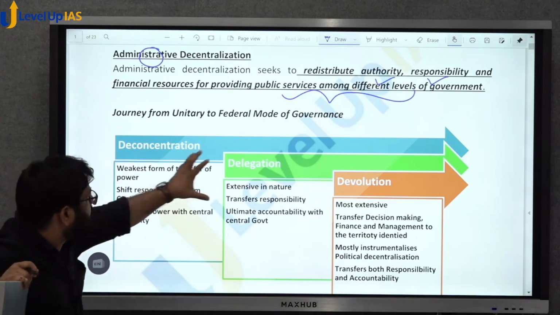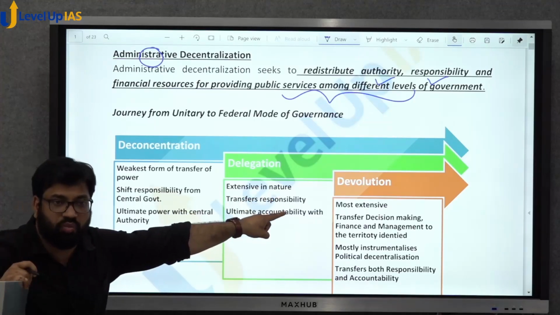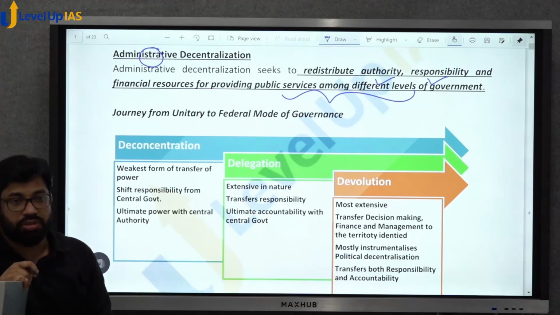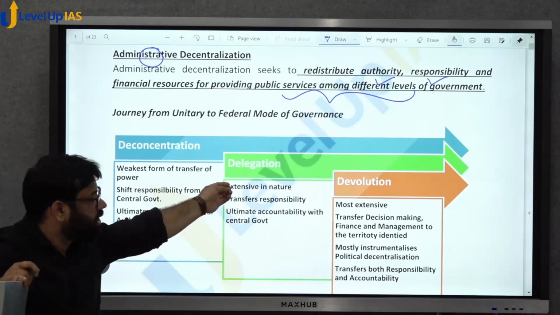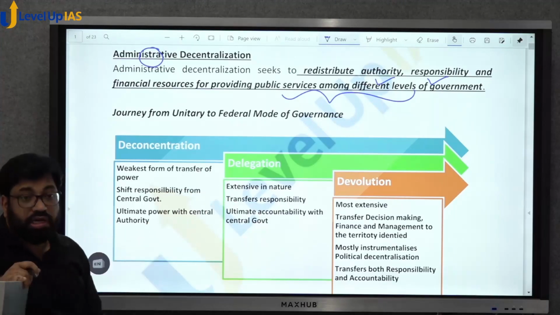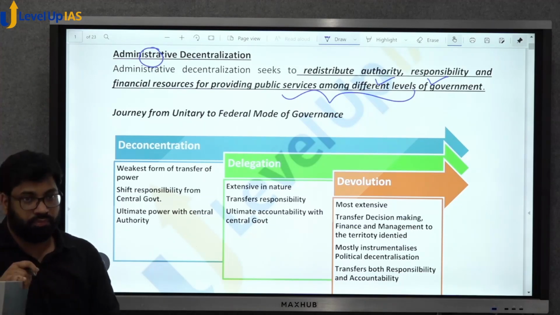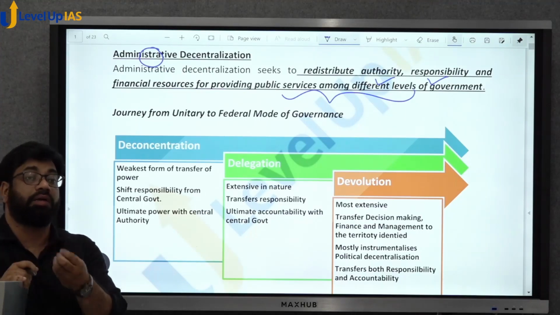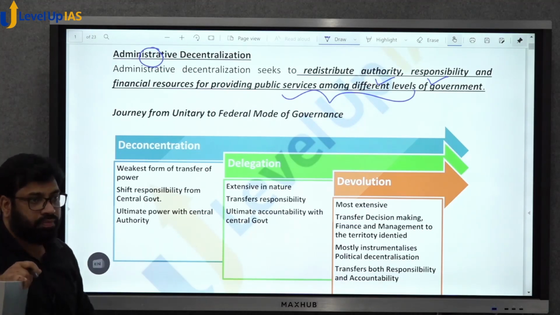Okay. So see, it's a journey from a unitary mode of governance to actually a federal mode of governance, because the last one, which is the most extensive kind of decentralization, is known as devolution. What is devolution? Devolution is more qualitative in nature rather than the quantitative feature of deconcentration and delegation. What does it include? It includes transfer of both responsibility and authority. When you devolve power from the state to the PRIs, they are the ultimately responsible institution to take decisions on those particular subjects. Getting it?